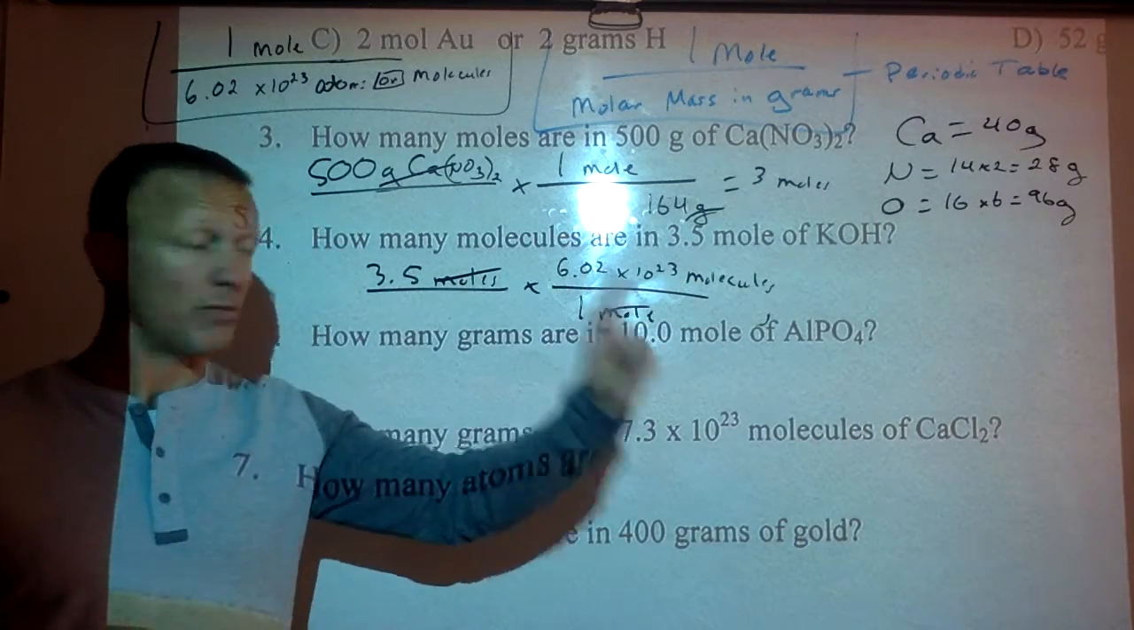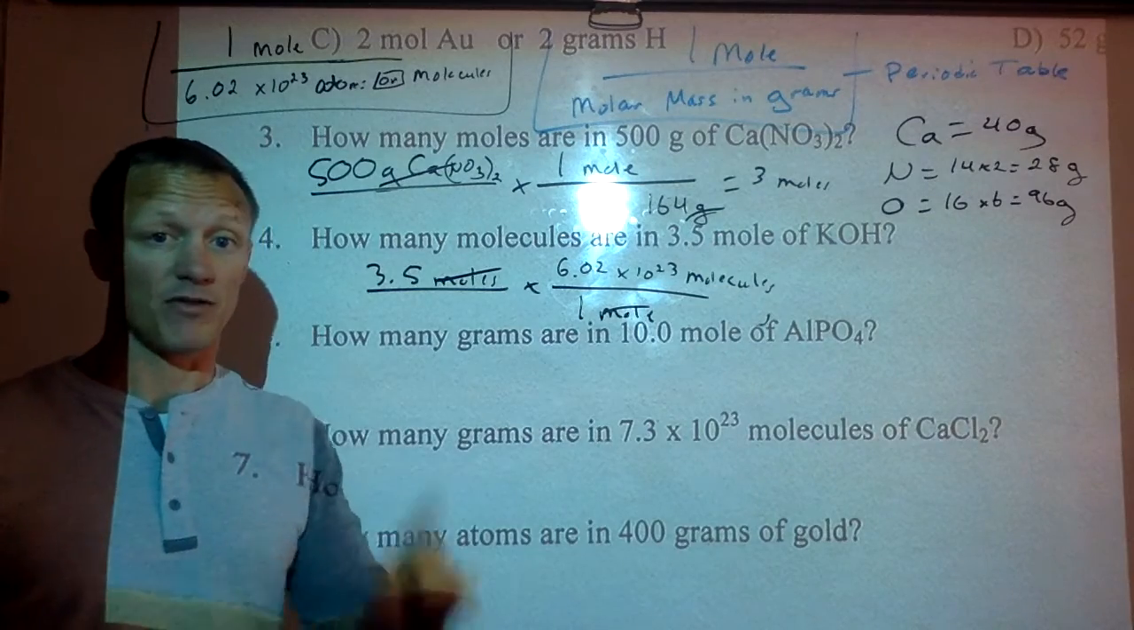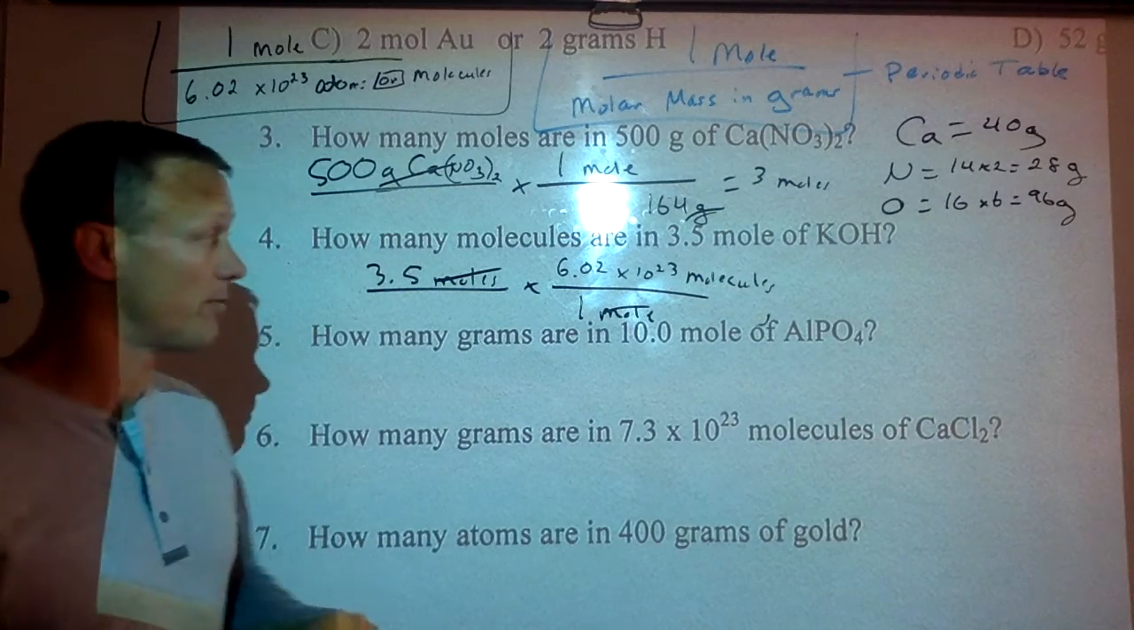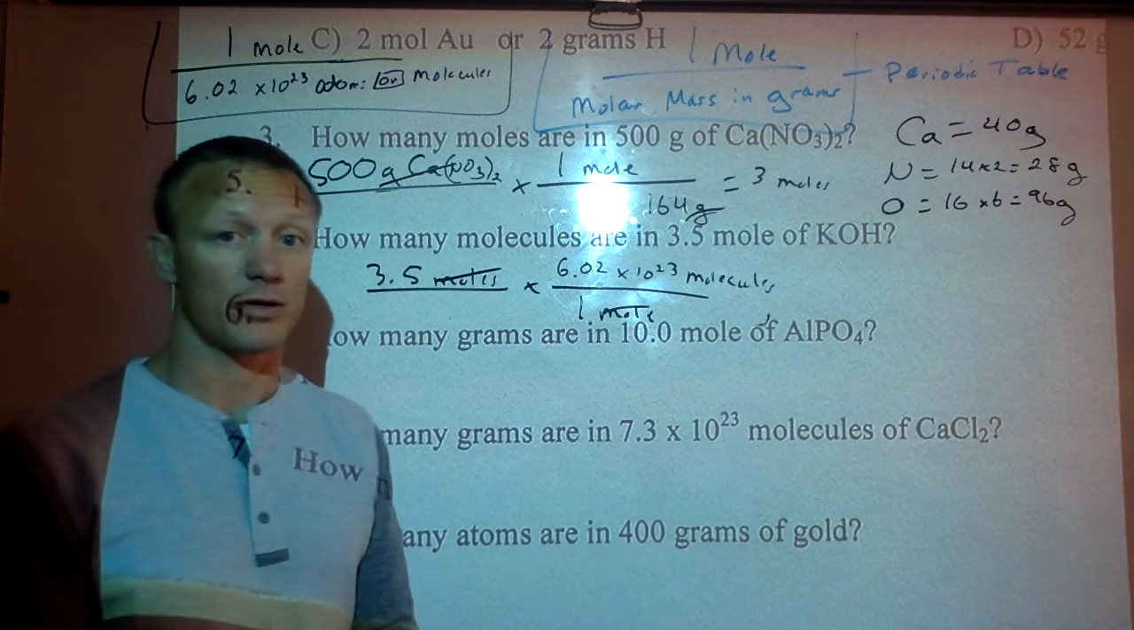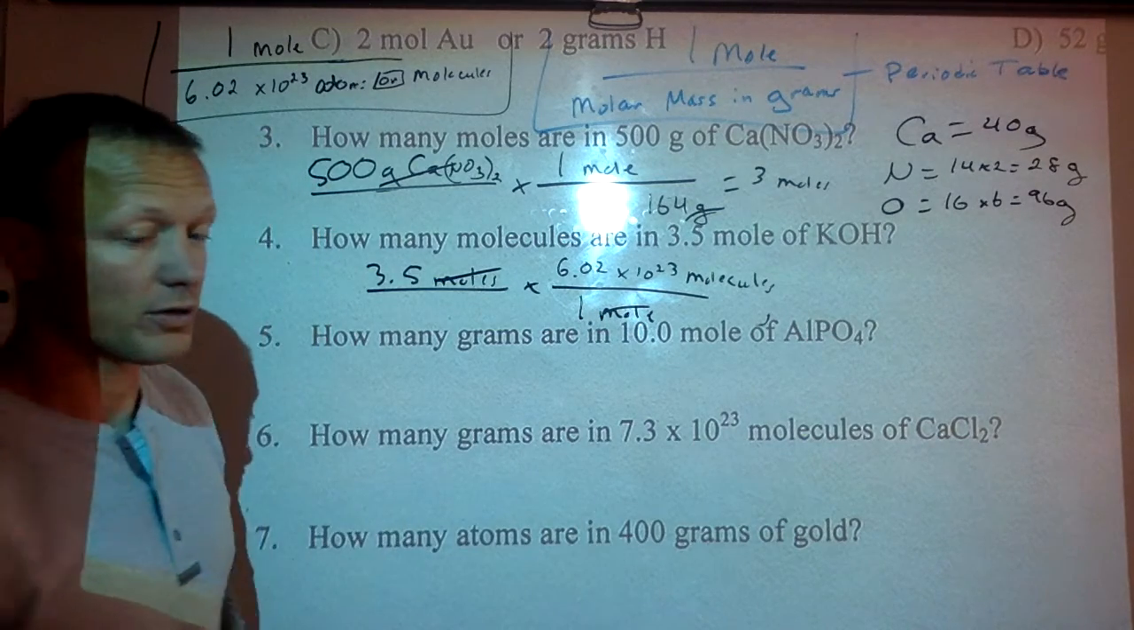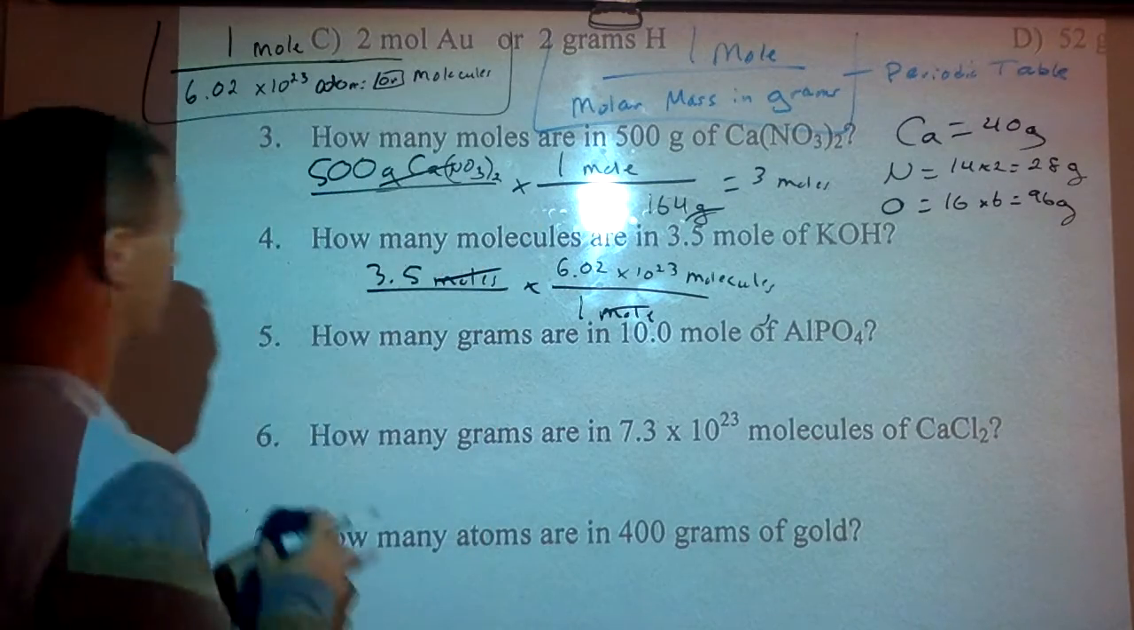I know it's only a 1-step problem because we started with moles. Again, if you start with moles or finish with moles, it's a 1-step problem. So I'm taking 3.5 times 6.02 times 10 to the 23rd. I'll let you guys figure out that answer. I'll do one more problem here.